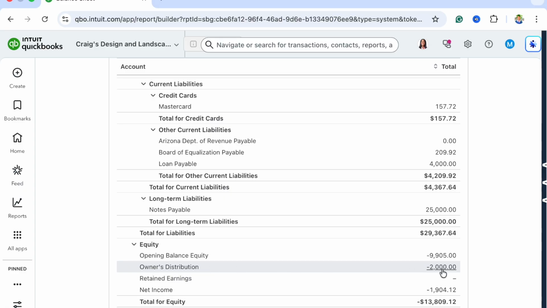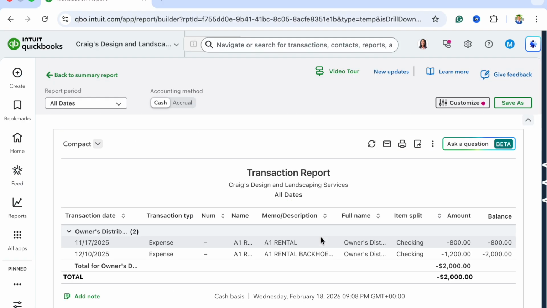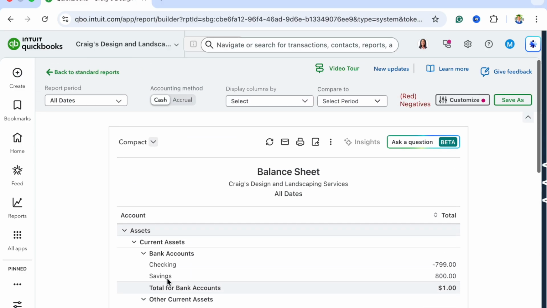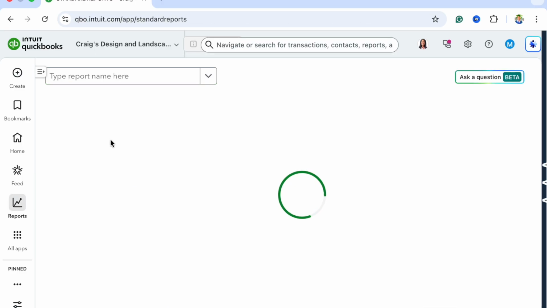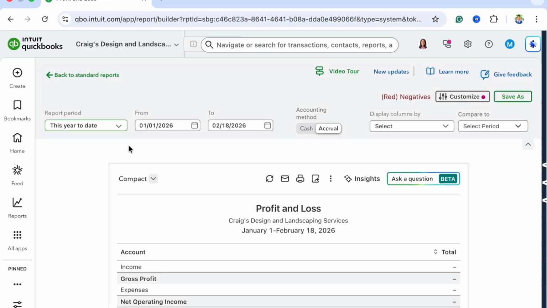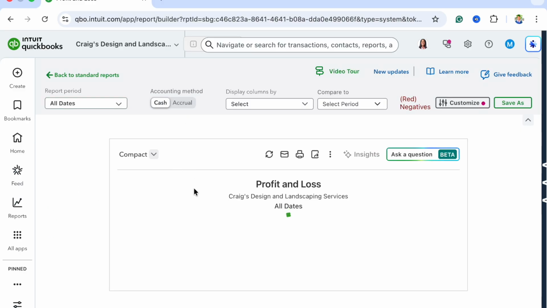Anyhow, so let me go into this owner's distribution so that you can see the transaction that I categorized and put in here. And there it is. Anyhow, so that's the A rental for the $800. It's in there, and that's how it shows up on your balance sheet. Now let's go to your profit and loss now so that you can see that in your profit and loss you will have, let's do all dates again, accrual.